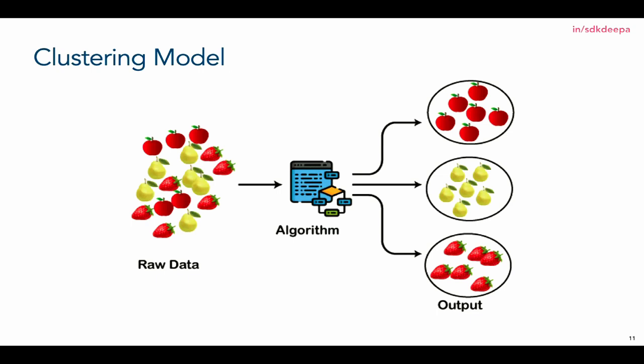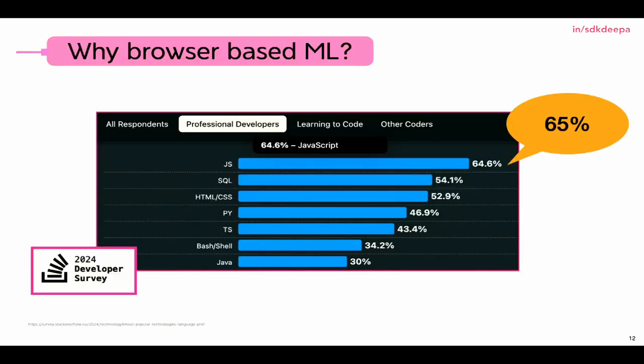The top one looks like a tomato to me. So if you feed in these pictures, the algorithm has to predict which one is this, based on the clustering algorithm here, right? Now, shifting gears, why do we want to use browser-based machine learning?